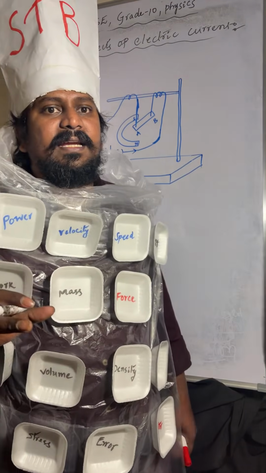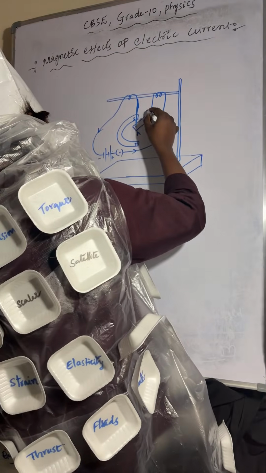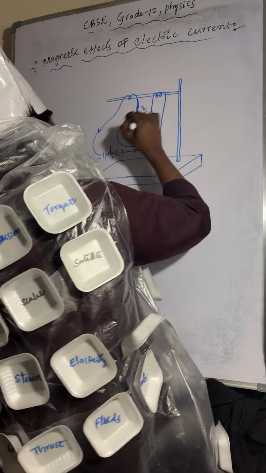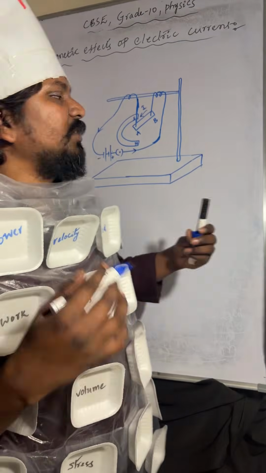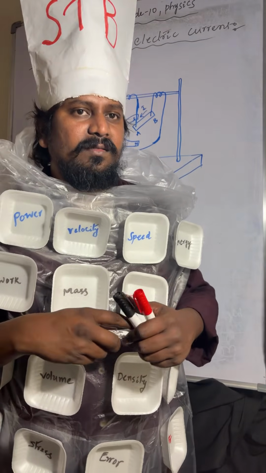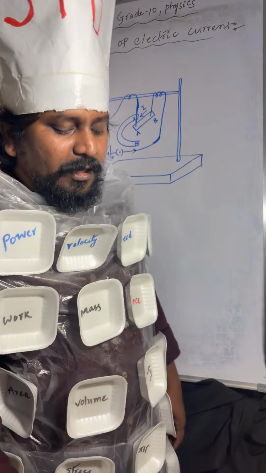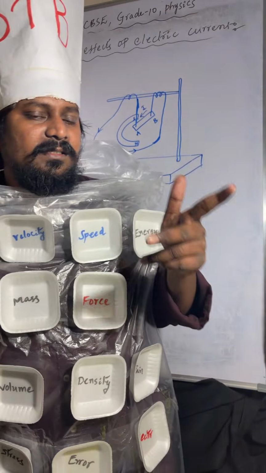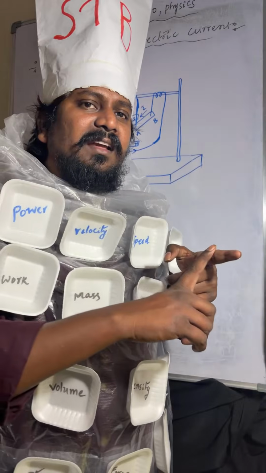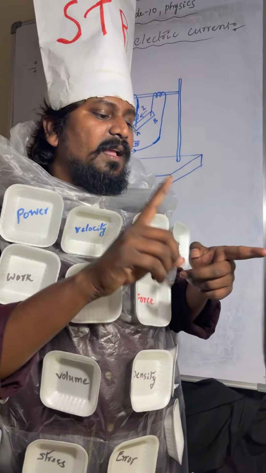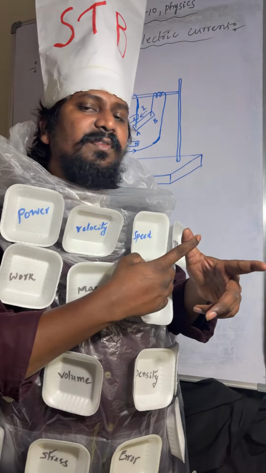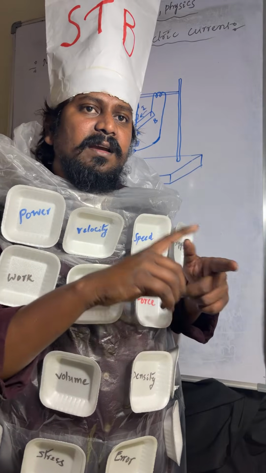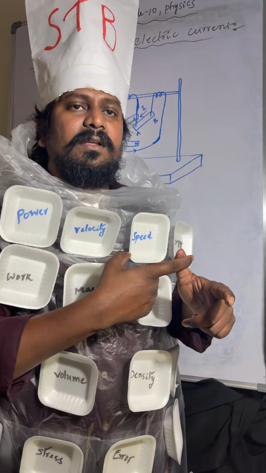A current carrying conductor placed in the external magnetic field experiences a force. In which direction will the force act on the conductor? In which direction will the conductor move? That is the question. We find it by using Fleming's left hand rule. The index finger represents the magnetic field, the middle finger shows the current, and the thumb shows the force acting on the conductor.